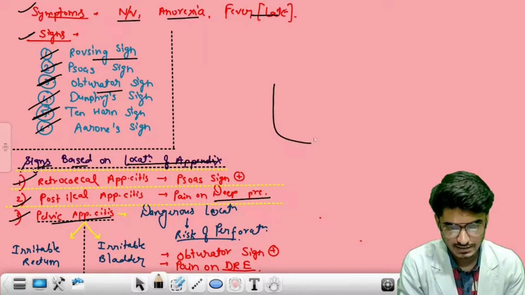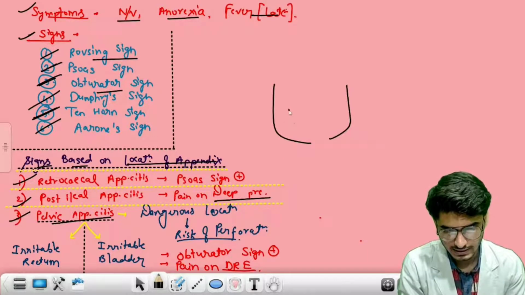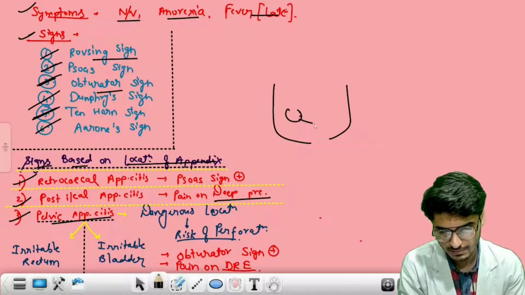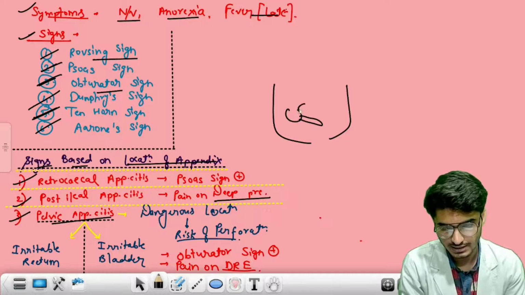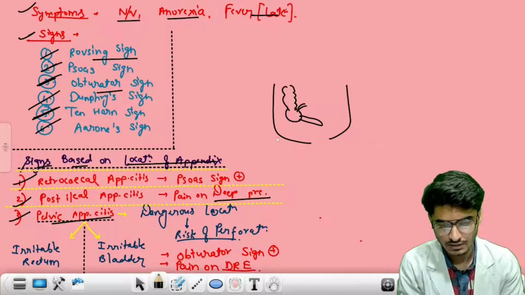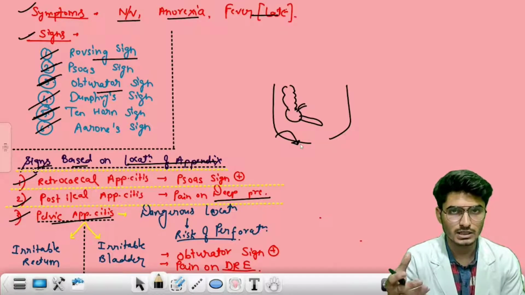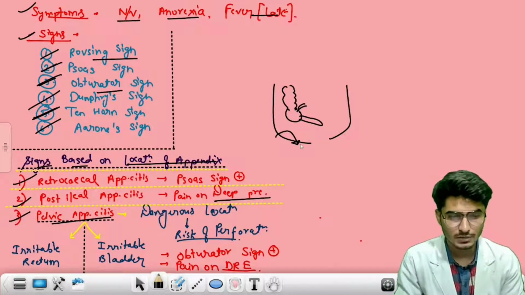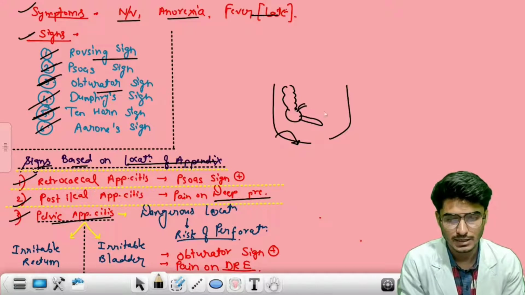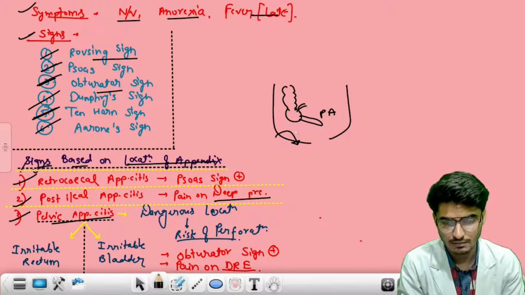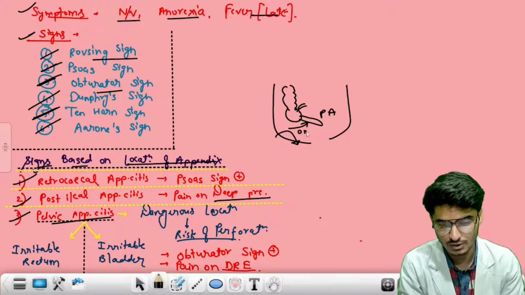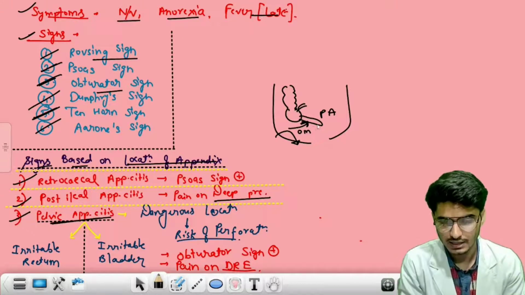Here is the abdomen, here is the cecum, the ileum, and the ascending colon, and the appendix is present at the pelvic position. If we cause internal rotation of the right hip joint, the obturator muscle compresses this pelvic appendix, and that will cause pain.